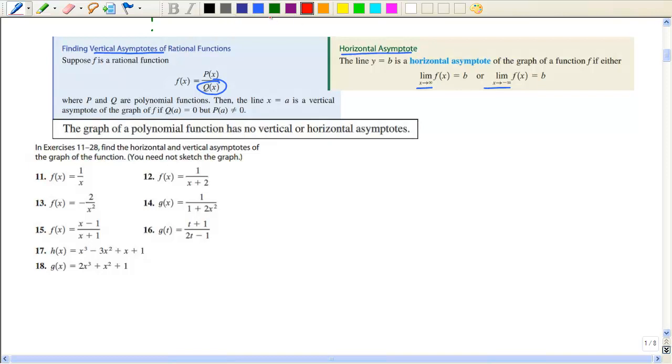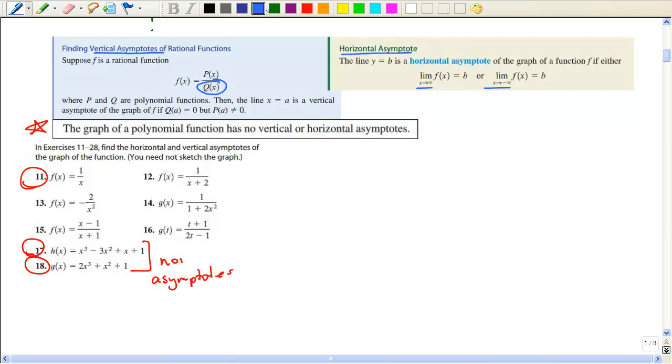But before I start, look right here. It says the graph of a polynomial function has no vertical or horizontal asymptotes. So problems number 17 and 18, those are not rational functions, meaning they're not a fraction. And so right here, automatically, we know that there are no asymptotes. But let's go to where there might be.